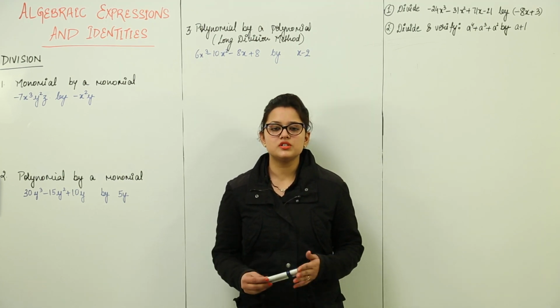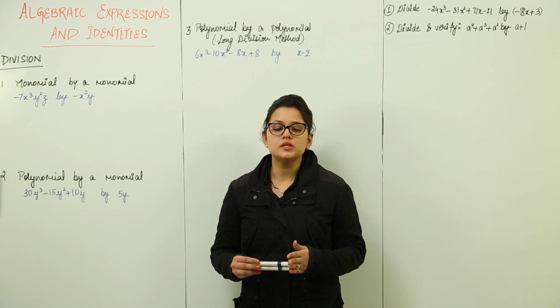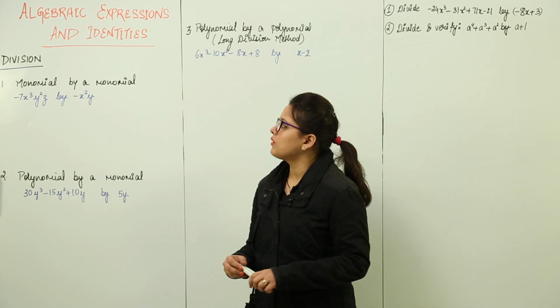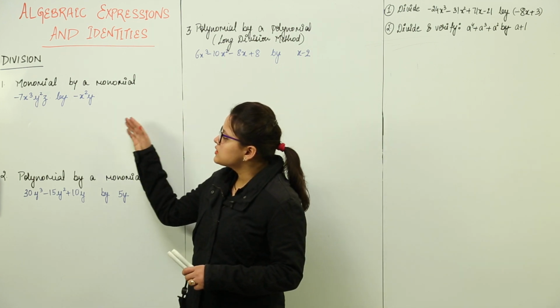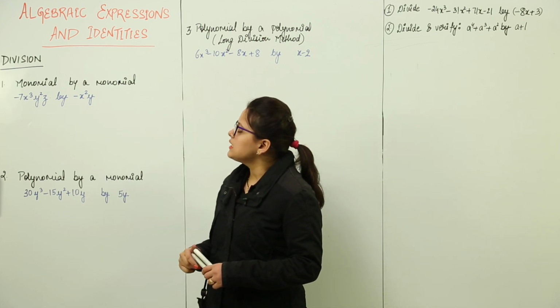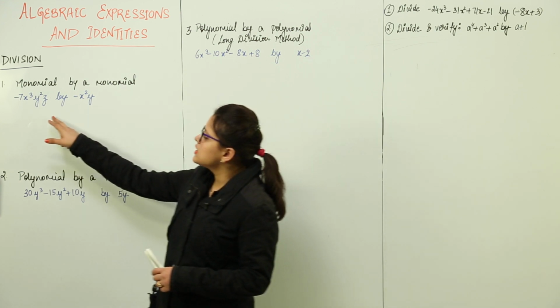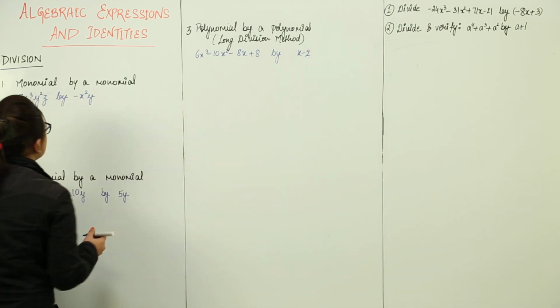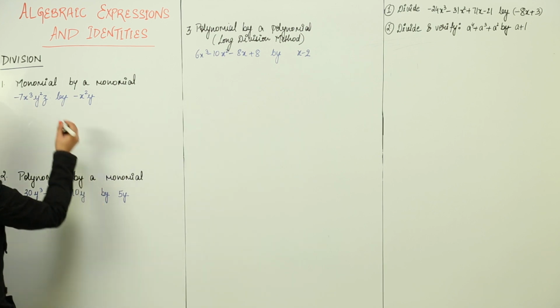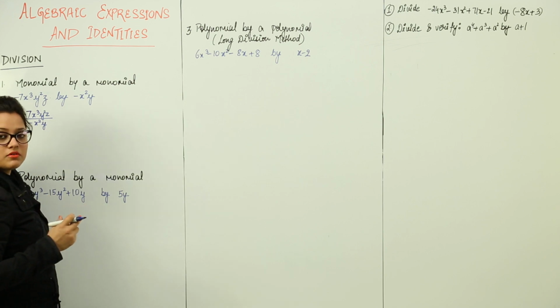After going through the addition, subtraction and multiplication of algebraic expressions, we will be doing the division of algebraic expressions now. See, the division of algebraic expression also has different categories, right? Like the first category is how do we divide a monomial with a monomial. The first example that we are taking is of a monomial by a monomial. So we write minus 7x cube y square z upon minus x square y. That is what we mean by the division part.